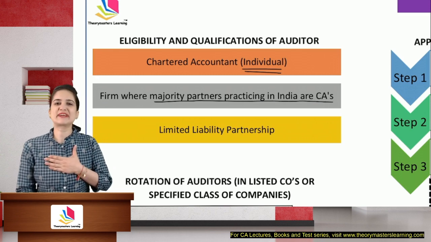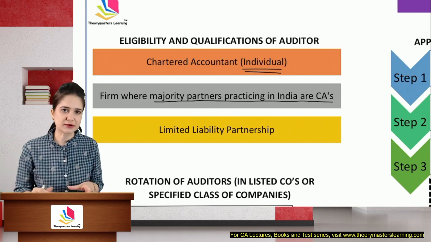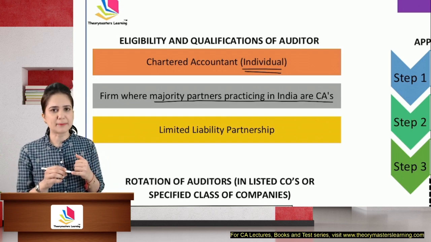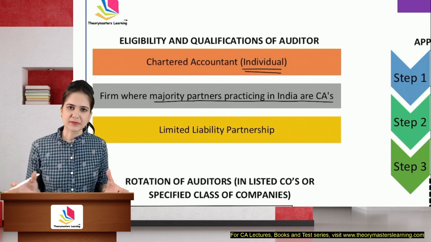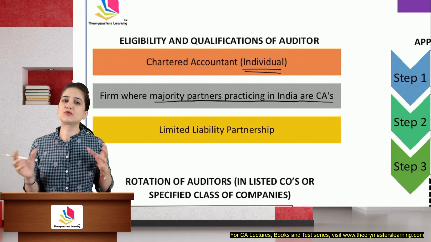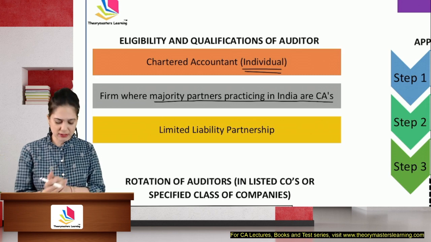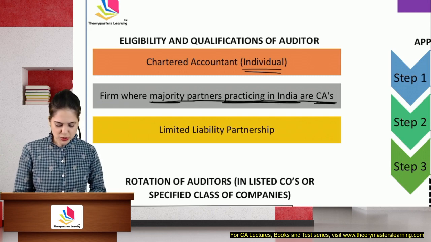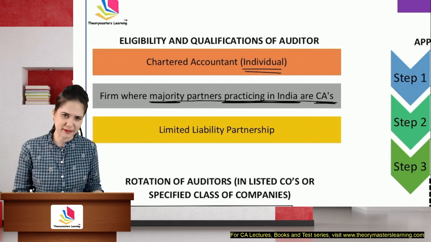Now, the firm where I was doing my articleship, in that firm, there were many partners who were chartered accountants, but there were certain partners who were, I remember one of them was a company secretary, one of them was a tax consultant. So it is not compulsory that in a firm you will have all partners who are chartered accountants. What law requires over here is that if you want to appoint a firm as an auditor, then majority of the partners who are practicing in India should be chartered accountants. Okay, so firm where majority partners practicing in India are chartered accountants. Majority means more than half of them.